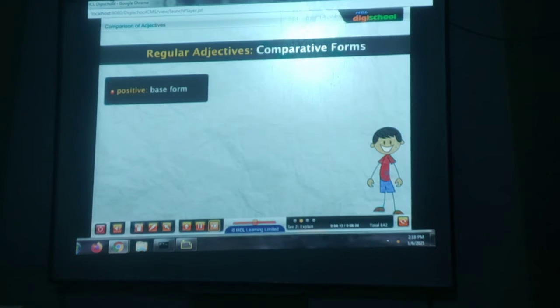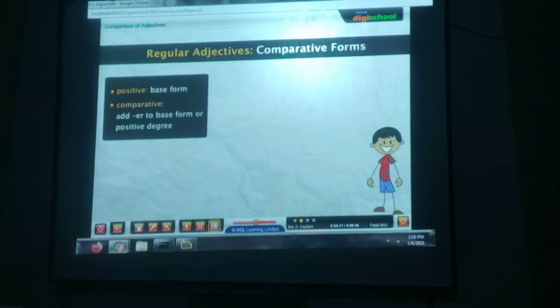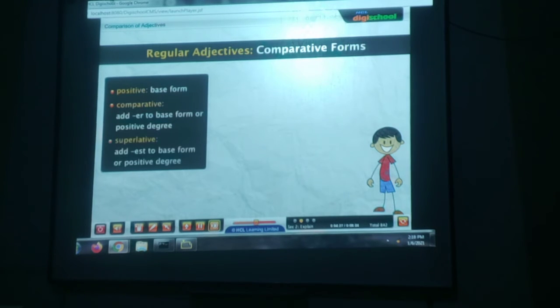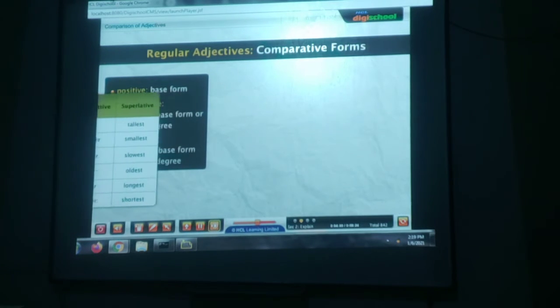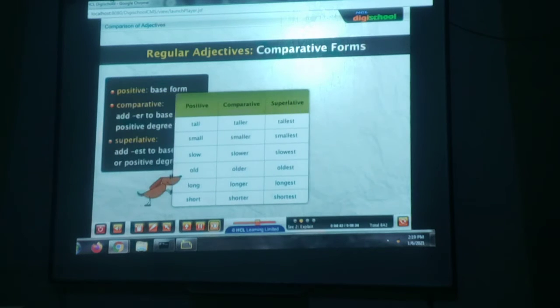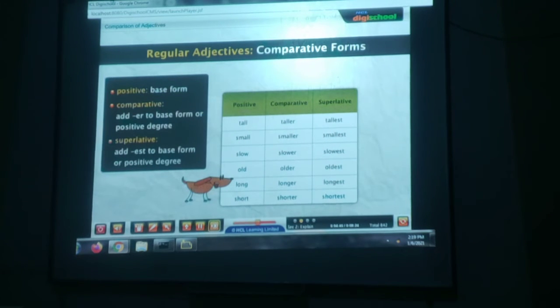For example, the positive degree of sweet is sweet. The comparative degree of an adjective is usually formed by adding er to the positive degree. For example, sweet becomes sweeter. The superlative degree is formed by adding est to the positive. So, the superlative degree is sweetest. Look at the table for some more examples.